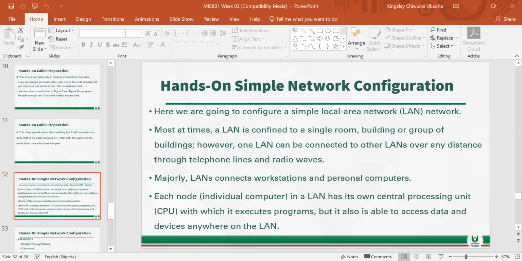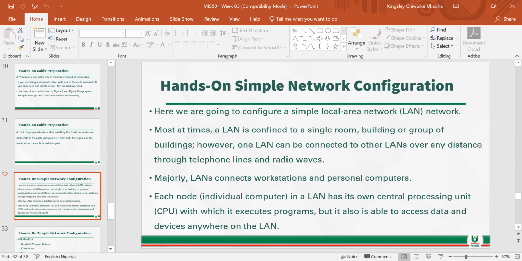Another hands-on simple network configuration is what we have to do. Here we are going to configure a simple local area LAN network. Most times, a LAN is confined to a single room, a building, or a group of buildings. However, one LAN can be connected to other LANs over any distance through telephone lines and radio waves.